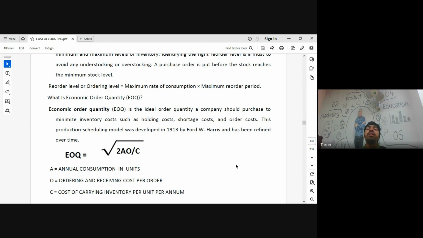Economic order quantity is equal to the square root of 2AO divided by C. A is the annual consumption in units. O is the ordering and receiving cost per order, and C is the cost of carrying inventory per unit per annum.